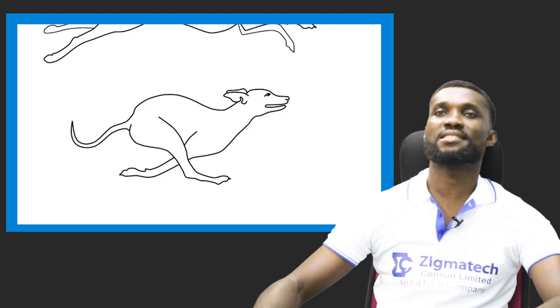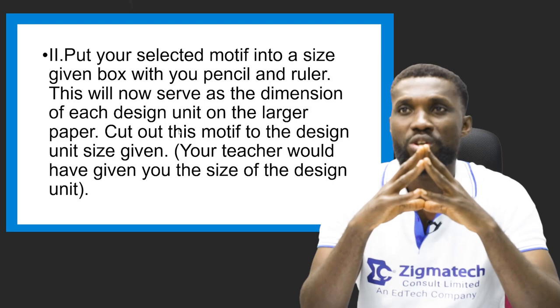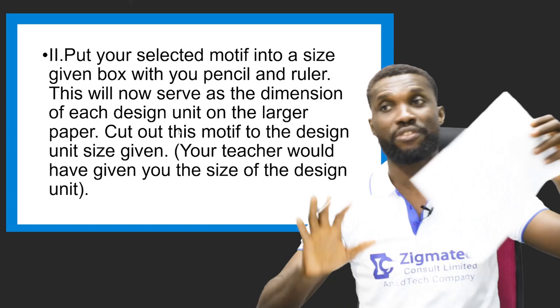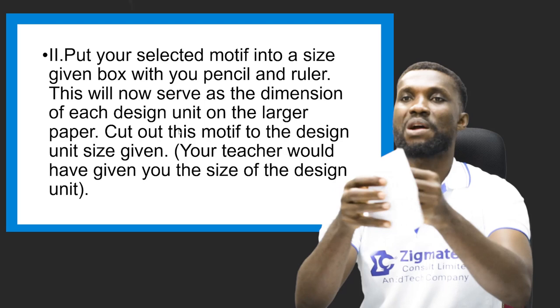Now, after getting those sketches, put your selected motif into a size given box with your pencil and ruler. Now, what do I mean? After you've drawn your motif, this is the paper. You can break it into 6 points. You fold it like this. That will give you 2.